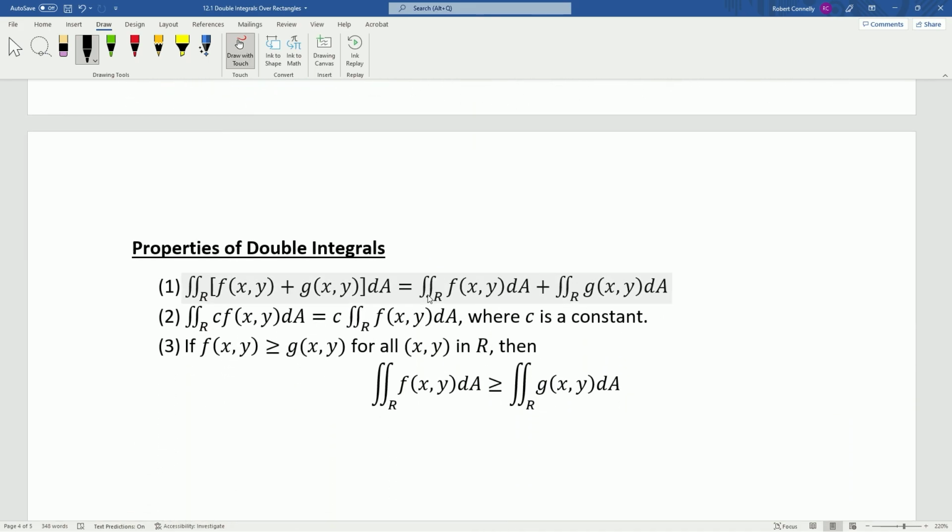Okay, so just a couple quick properties and then we'll wrap this up. Just like for regular integrals, the double integral of a sum of two functions is equal to the sum of each integral individually. The double integral of a constant times a function is equal to the constant times the double integral of that function. And if a function is greater than or equal to another function for all x and y in a rectangle, then the first function's integral over that rectangle is going to be greater than or equal to the second function's integral over that rectangle as well.